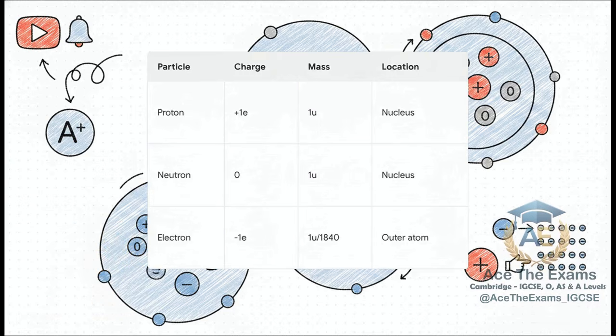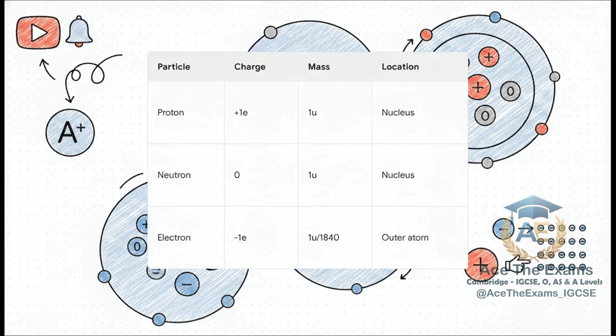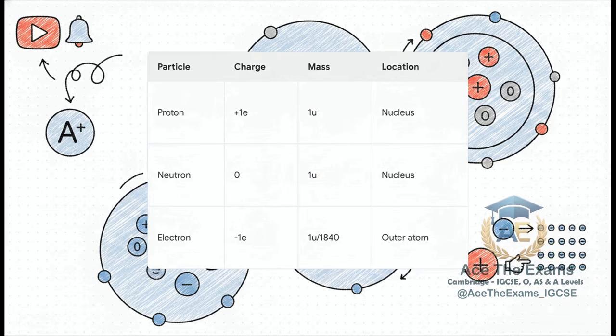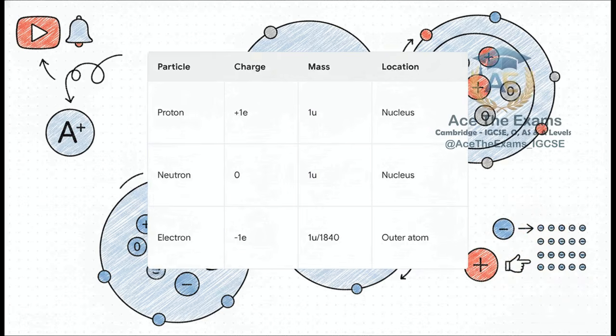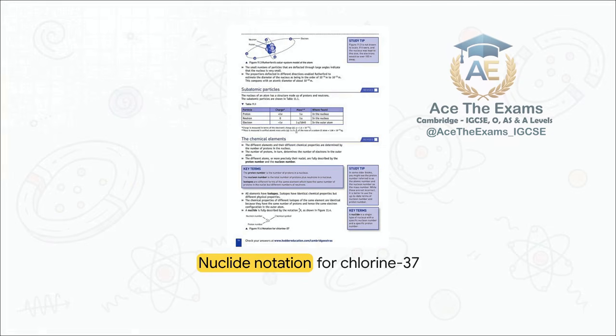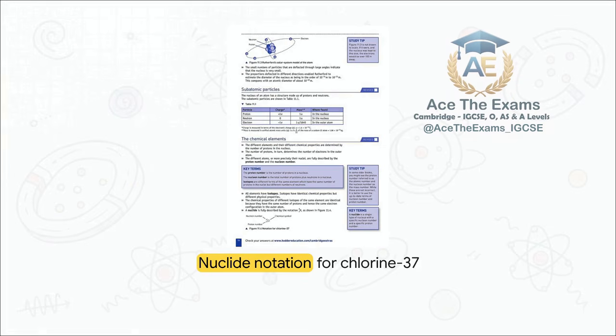You would literally need nearly 2,000 electrons just to equal the mass of a single proton. This perfectly reinforces Rutherford's discovery. Almost all the mass of everyday matter is locked tightly in that tiny central nucleus. So, how do we catalog all these different atomic combinations of protons and neutrons?